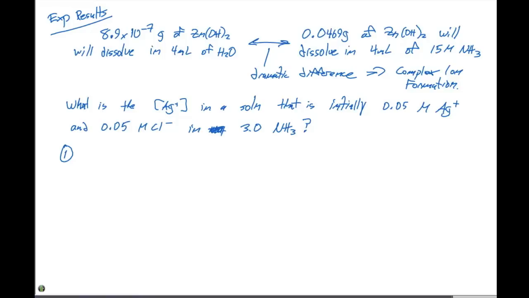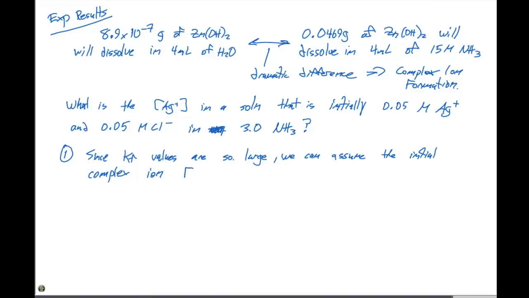The first step we want to look at, the reason we look at it in 2 steps is twofold. Number one, since the Kf values are so large, we can assume the initial complex ion formation goes to completion.